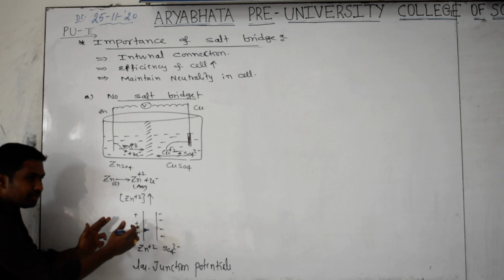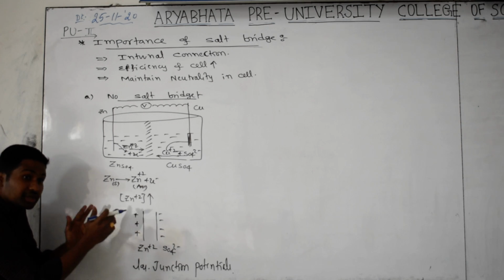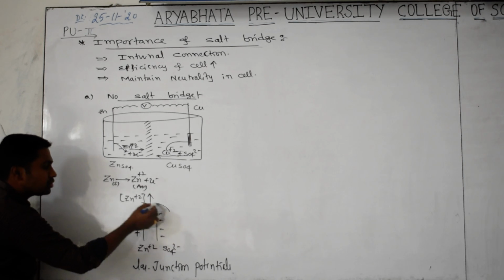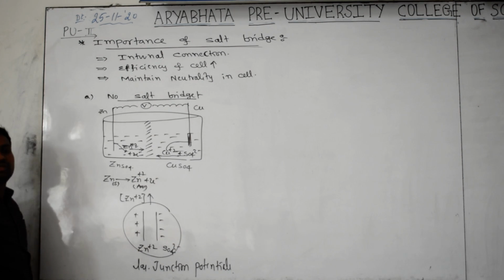Okay, automatically between them some potential will be developed at the junction of the two liquids. That's why we are calling it a liquid junction potential. Because of this, the efficiency of the cell will be decreasing.